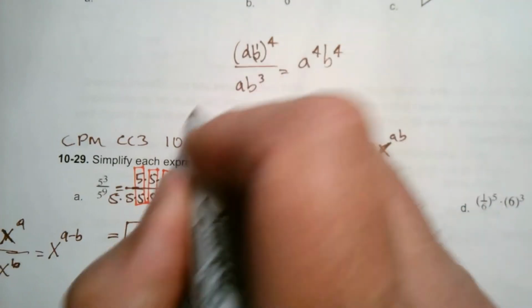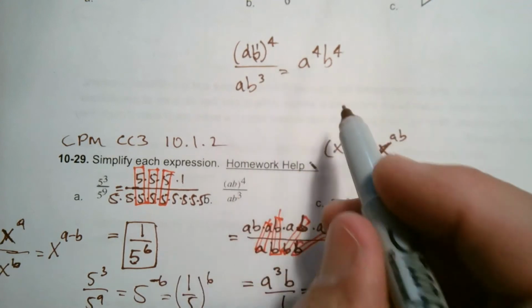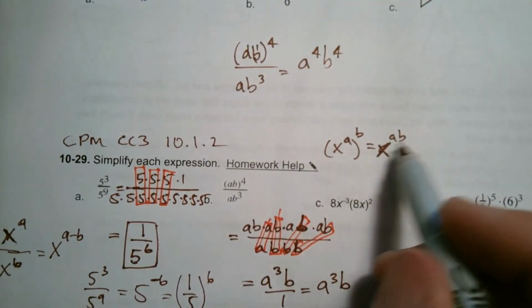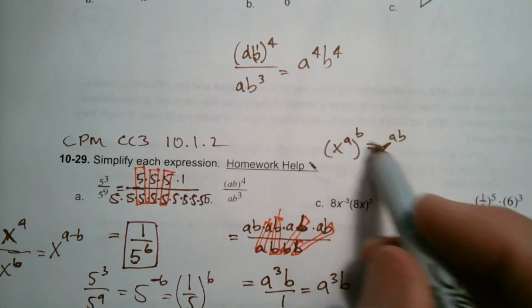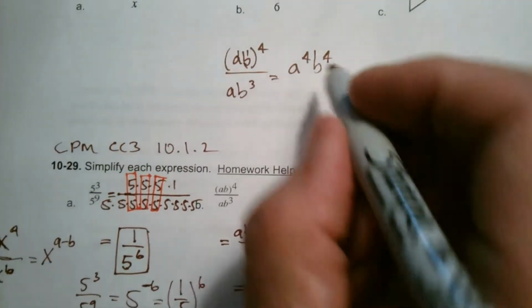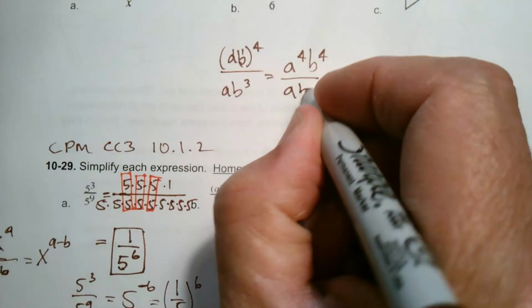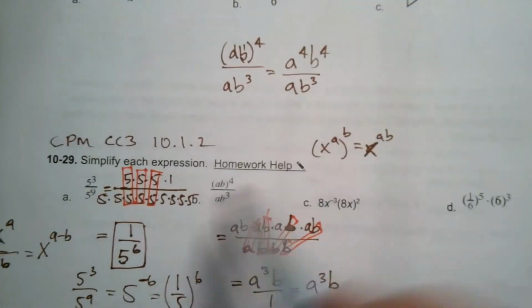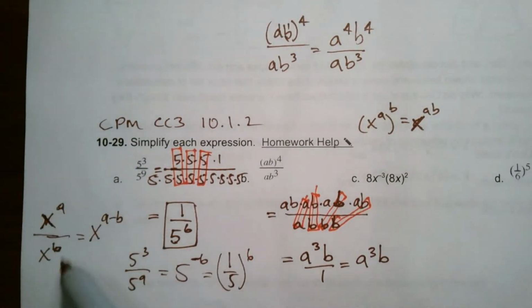These are right now a to the first, b to the first. So I'm going to actually multiply their exponents like I have to do here. Power to power, multiply exponents. So it becomes a to the fourth, b to the fourth. And now on the bottom, this is still just a, b to the third. And now I can go back to using this rule, which is subtraction.